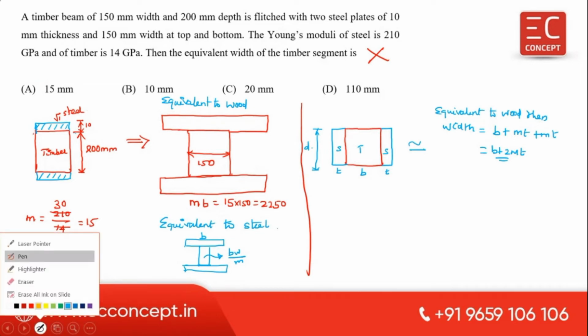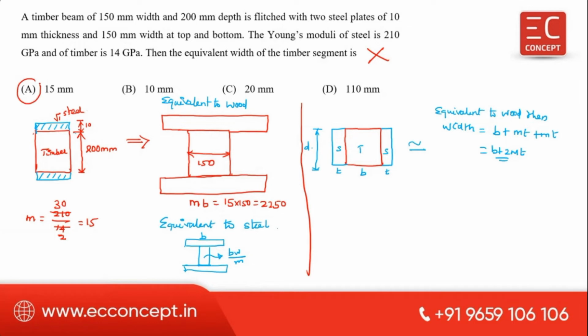If they ask equivalent to width of the steel, then you can convert the breadth of wood, 150, divided by modular ratio of 15, which is equal to 10. Sorry, not A, B. B is the answer. But they ask equivalent width of the timber. If they ask equivalent width of the steel, then 10 is the answer. Yeah, that is a problem. So this question, as per my point of view, has a small mistake in this portion.